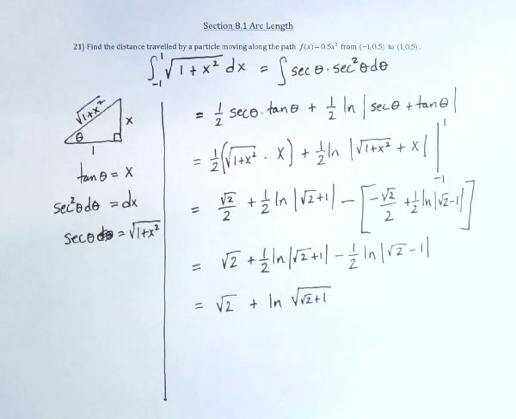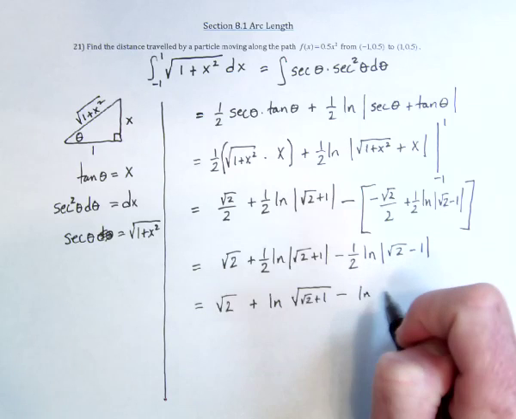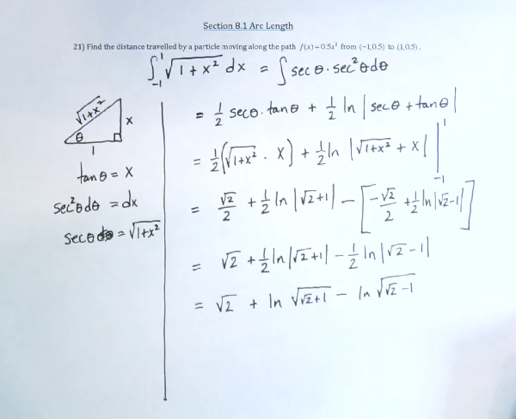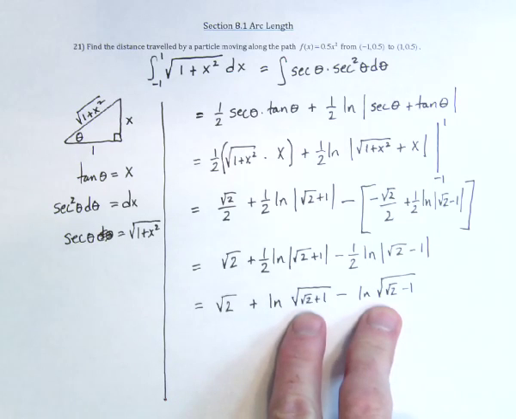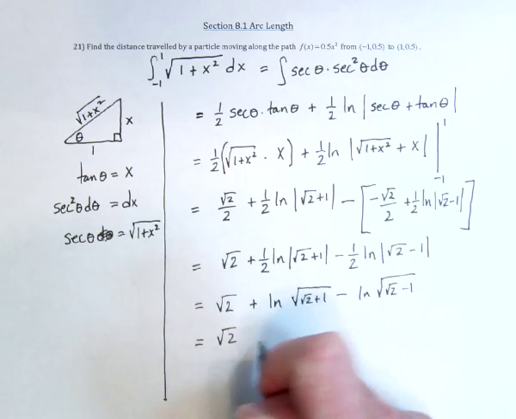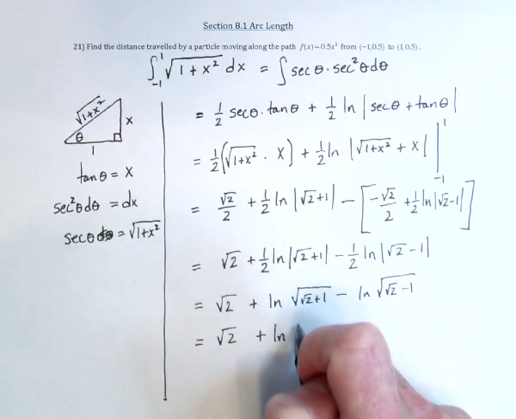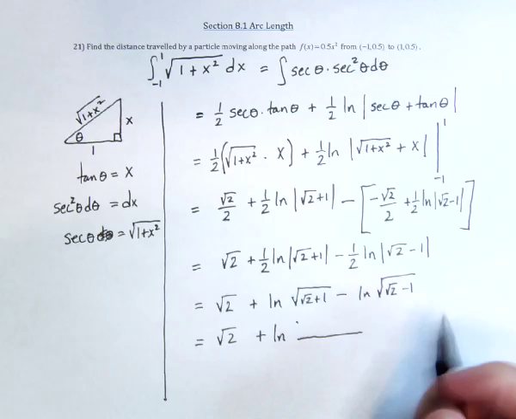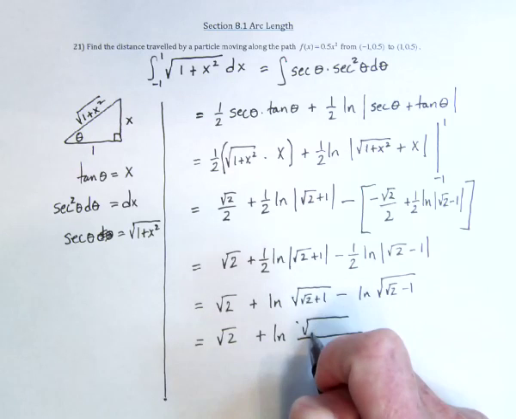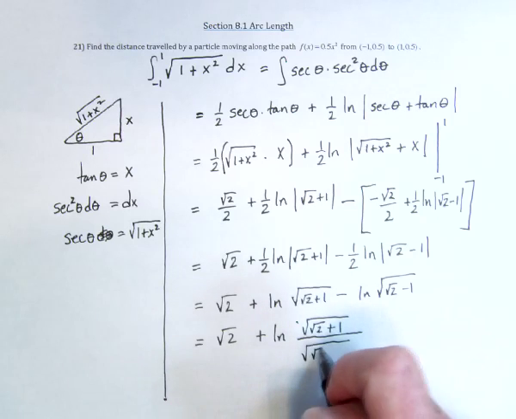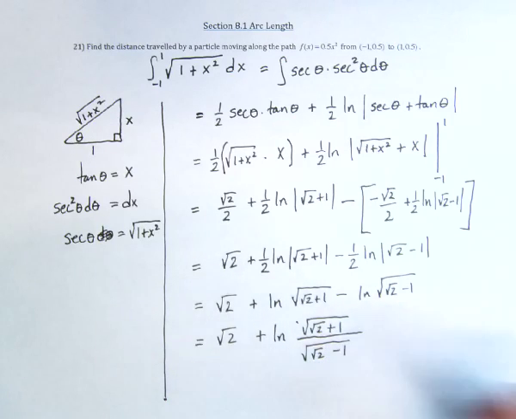Isn't that lovely? Minus, do the same thing over here. So natural log of the square root of 2 minus 1. And then there's one more rule with these being subtracted. You can turn this into one logarithm. And then it's going to be one big fraction, this divided by this. And that loveliness is our final answer.